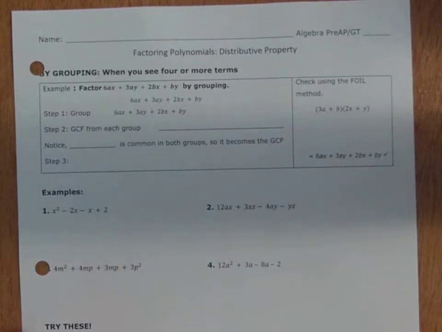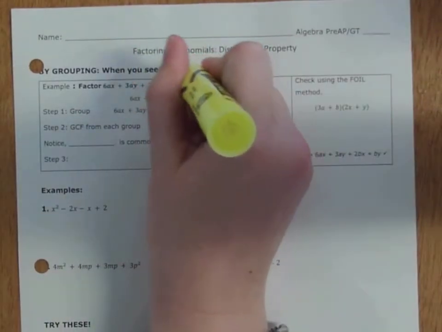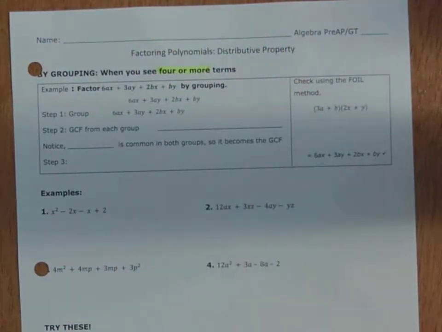Okay, today we are going to start another method of factoring. This method is called grouping. We use this method when we see 4 or more terms. What method did we use yesterday? But factoring by what? What were we looking for? The greatest common factor. So just because yesterday was GCF does not mean that the GCF goes away.